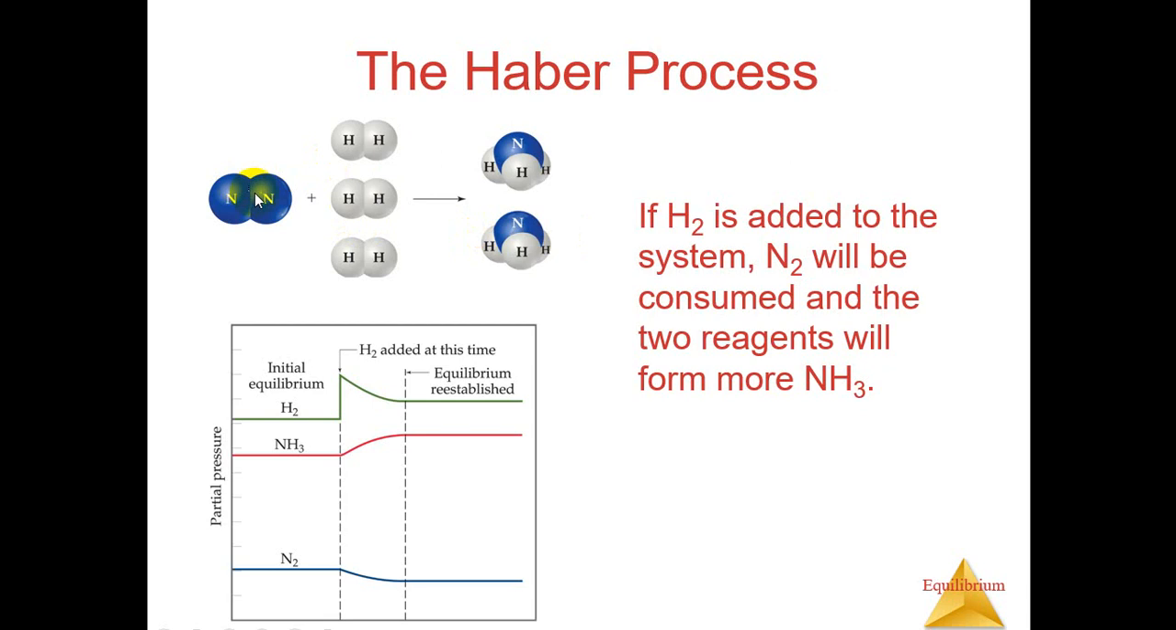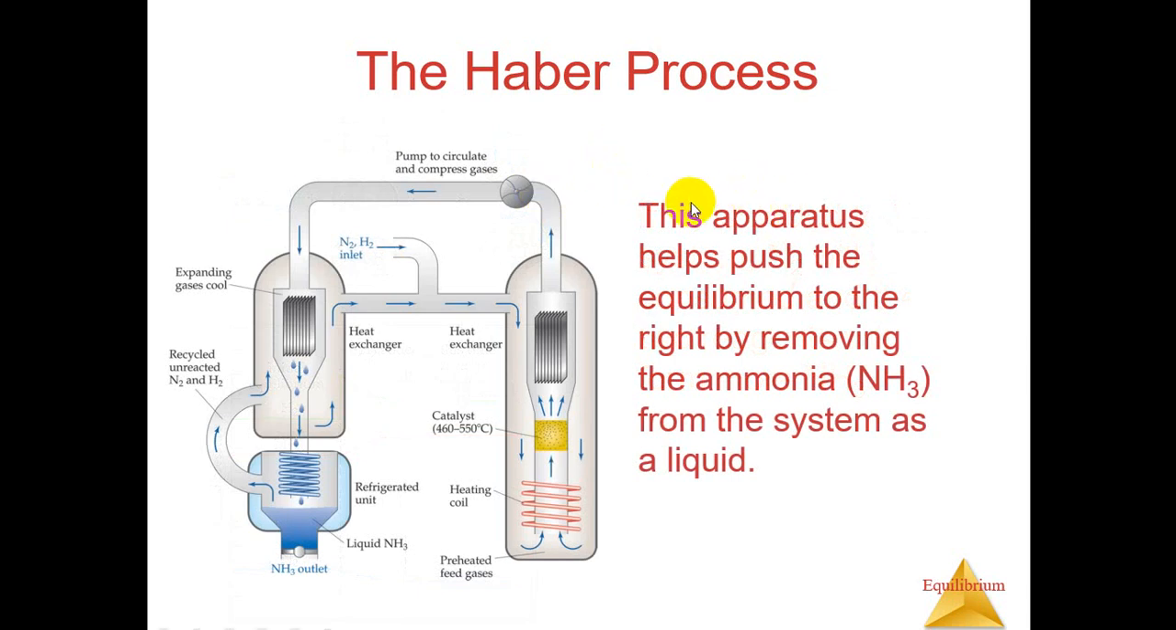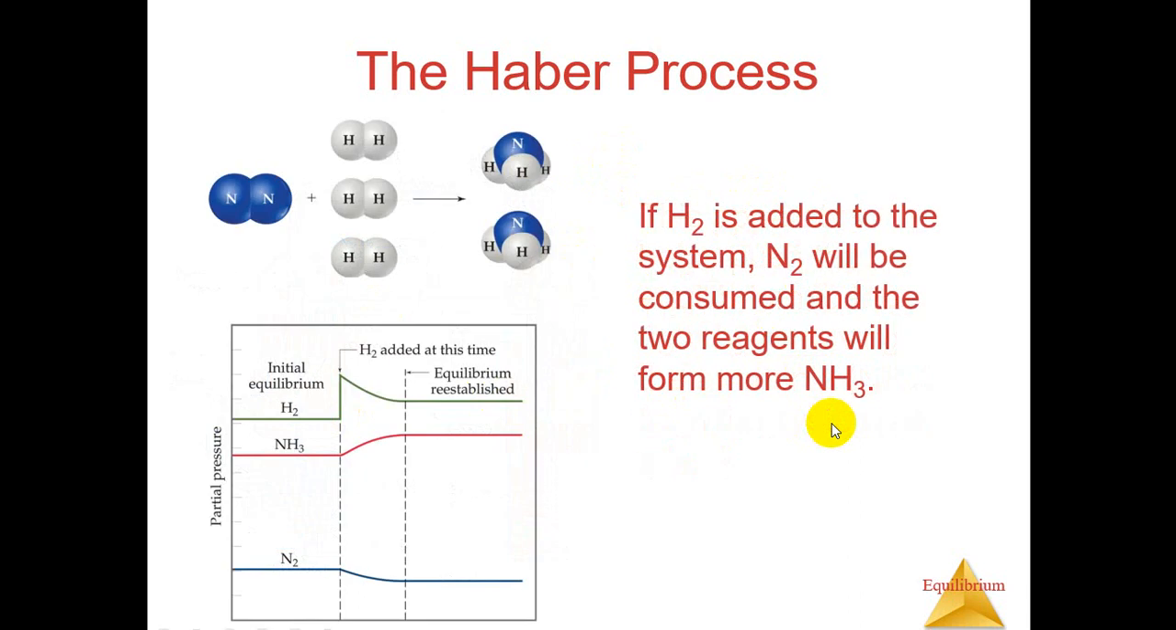But if we produce and remove the ammonia, the reactant side will see that more ammonia molecules are needed, because we are producing but still it is being used up. Let's produce more, let's produce more. So that is the essence of the Haber process. This apparatus helps push the equilibrium to the right by removing the ammonia from the system as a liquid. So the more ammonia you remove, more ammonia will be produced.